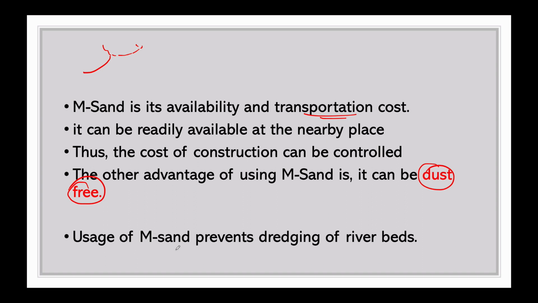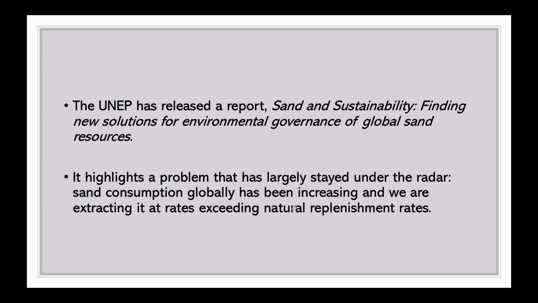Usage of M-sand prevents dredging of river beds to get river sand, which may lead to environmental disaster. What kind of environmental disasters can take place if we exploit conventional river sand? Groundwater depletion, water scarcity. Already we are facing a water crisis at the global level, and India is a very stressed country when it comes to water. So if we exploit river sand, it will lead to severe groundwater depletion and water scarcity.